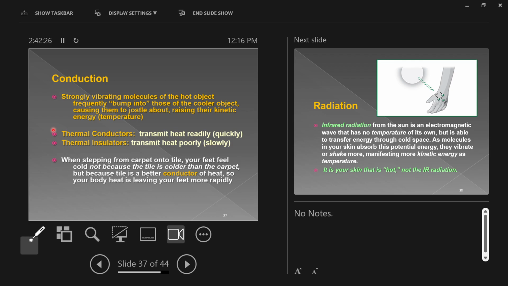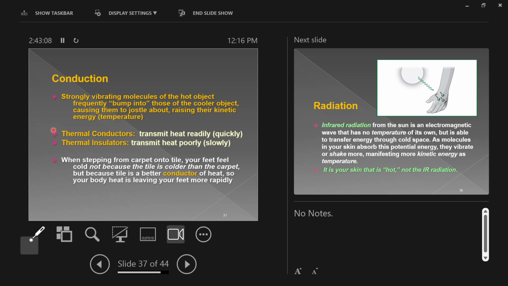Tile, wood, metal are all better conductors of energy, of heat energy, than the fabric of your carpet or the chair is, okay? They're the same temperature. The tile is a conductor, the carpet is an insulator, okay? Conductors transmit heat quickly. That's why when you step onto the tile, you feel cold, because it's sucking all that heat out of the sole, the bottom of your feet, right? But when you step on your carpet, they transmit heat poorly. You don't put much heat into that carpet, okay? So you get to keep it, which makes you feel warm. Conductors transmit heat readily, quickly. Insulators transmit heat poorly.